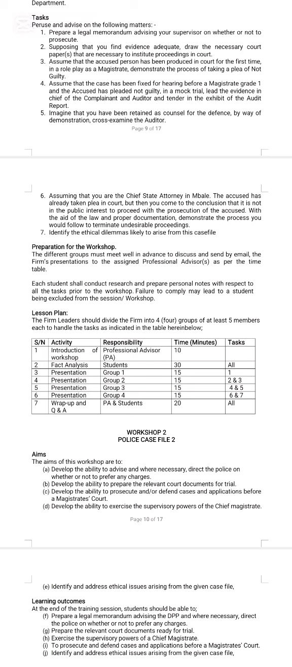Where were you on this date? What happened? So just like that, helping him or her to tell the story. The Auditor General, the same thing. And then after, you tender in the exhibit.